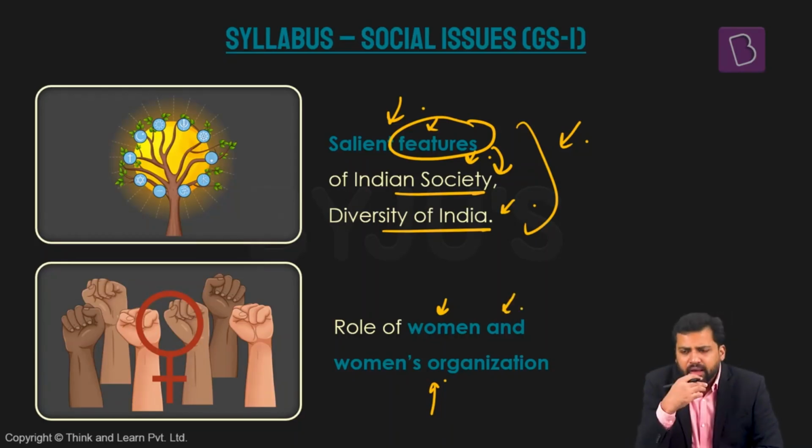So that is going to be the second topic. But keep in mind one thing: this topic also has a massive overlap with another topic in general studies paper. In general studies, there is one topic: mechanisms for different vulnerable sections. So under that, we study women. We study how women are vulnerable in society, both in the domestic sphere as well as in the professional sphere as well.